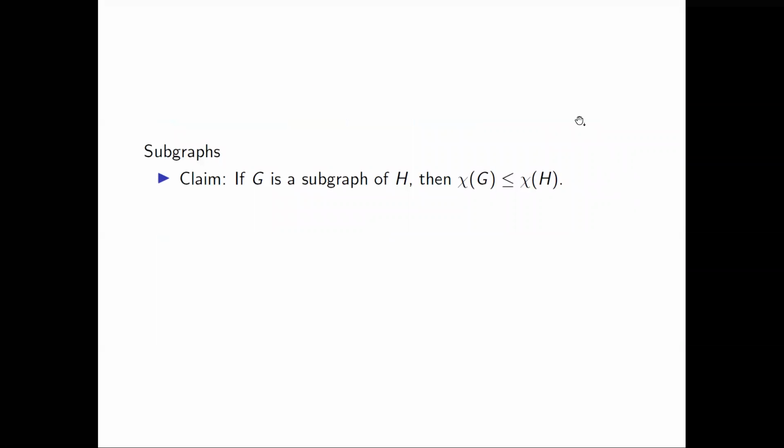So this gives us one way to find a bound on the chromatic number in terms of the independence number. But before we talk about that bound, let's discuss a simpler bound that we have on the chromatic number with respect to subgraphs. So if we have a graph G, which is a subgraph of another graph H, then we can say the chromatic number of G is at most the chromatic number of H.